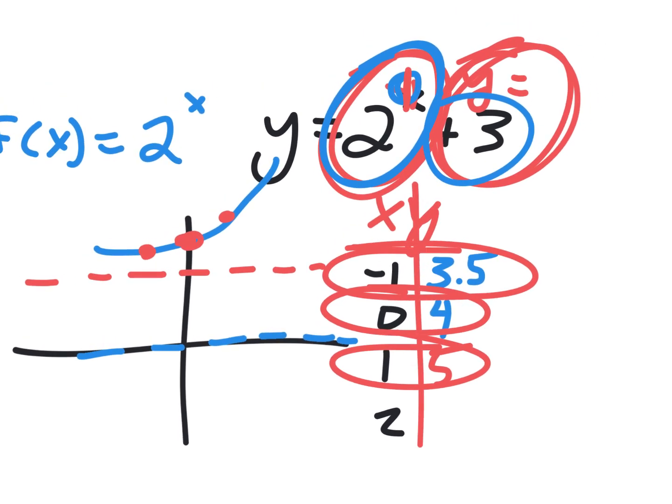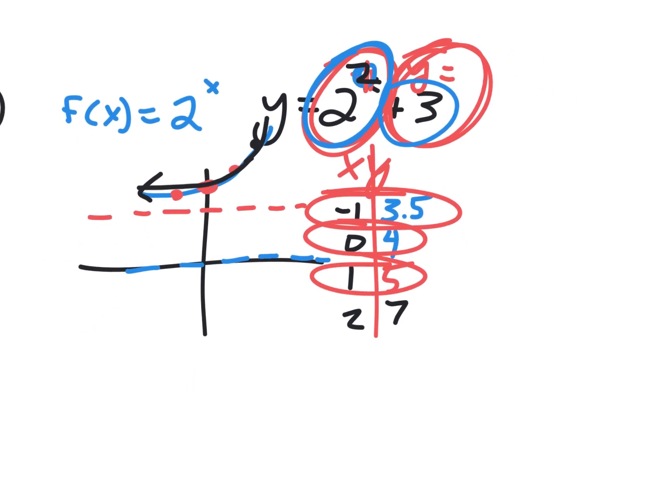Daniel B, I'm putting in a 2 right here. What's 2 to the second? 4. 4 plus 3? 7. So 2, 7. So look at that. All my dots just kind of line up nicely on that line. And that's how you graph these.